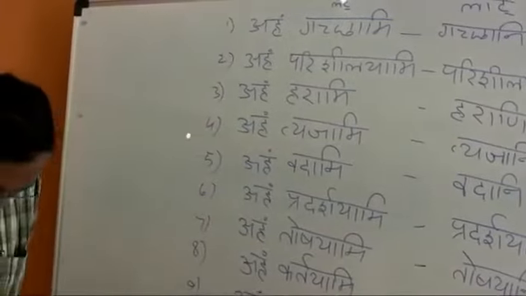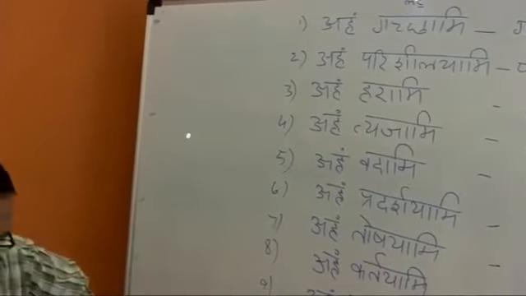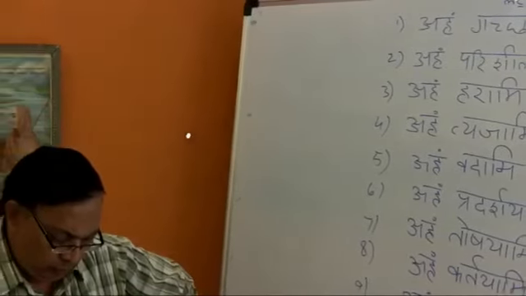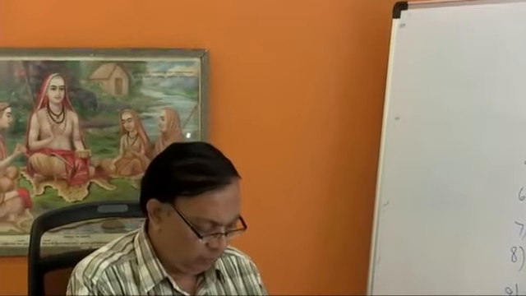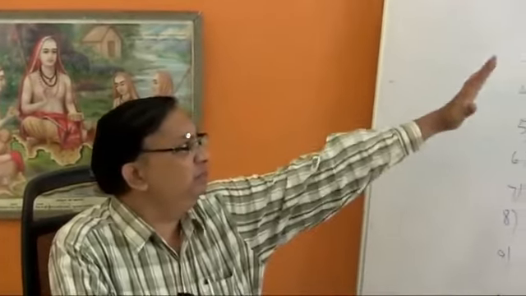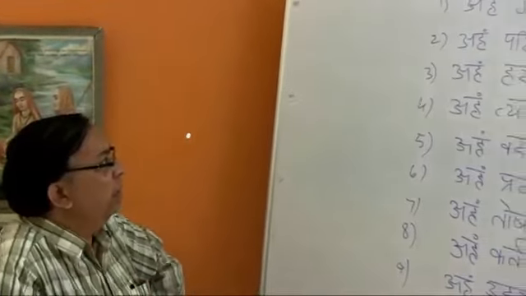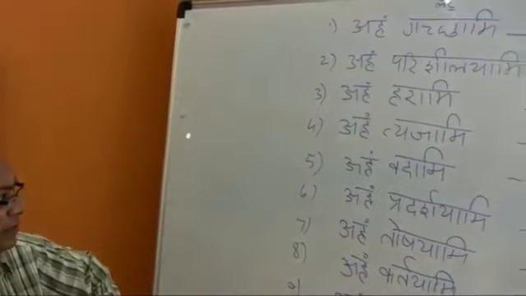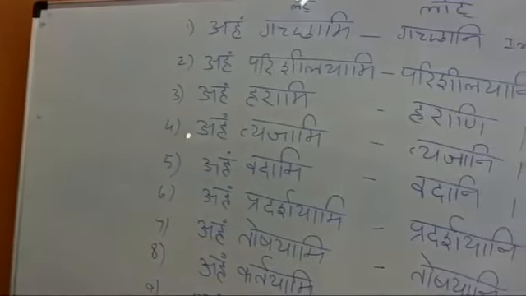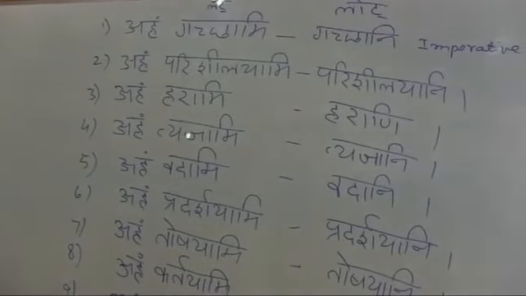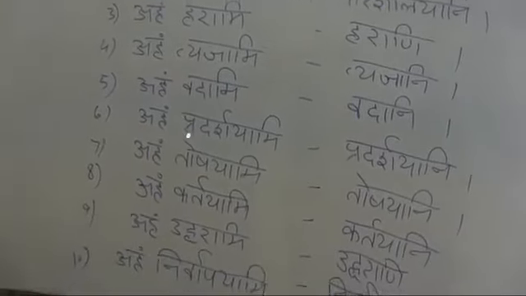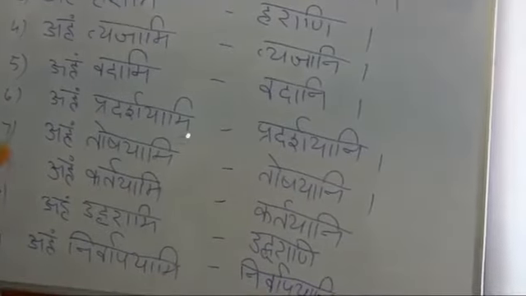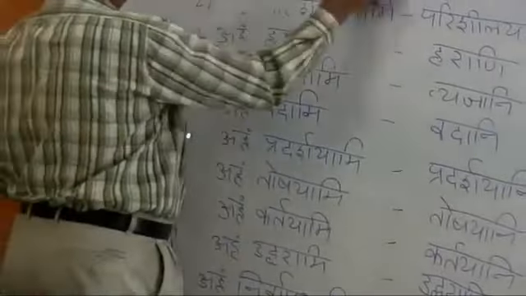Now, this is how you have done the 10 sentences. We will go down with more sentences on this page. Those, as I told you, who have the books may follow. For others, I am writing on the board. So, please watch once again. Aham gacchani, aham parishilayani, aham harani, aham tyajani, aham vadani, aham pradarshayani, aham toshayani, aham kartayani, aham uddharani, aham nirvapayani. All these are converted into imperative first person. Some more sentences are there. I am wiping this or writing them.